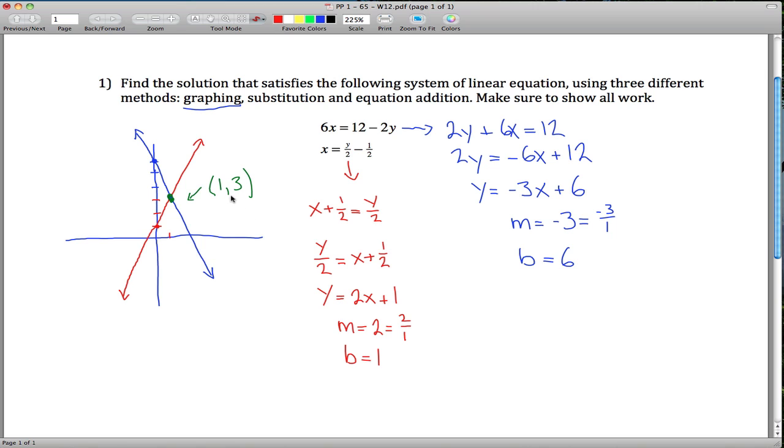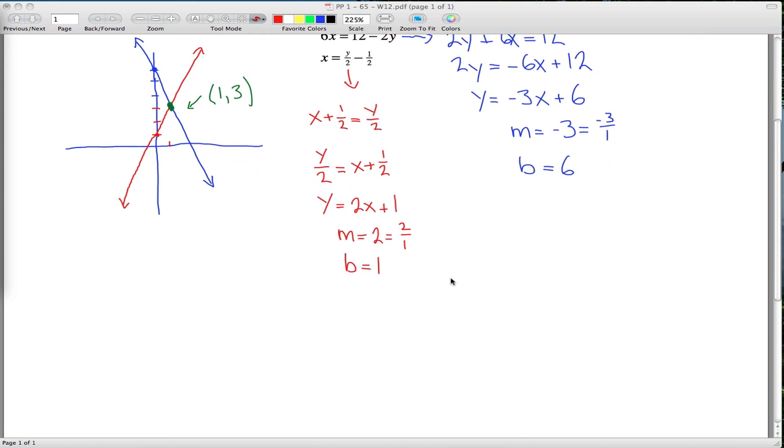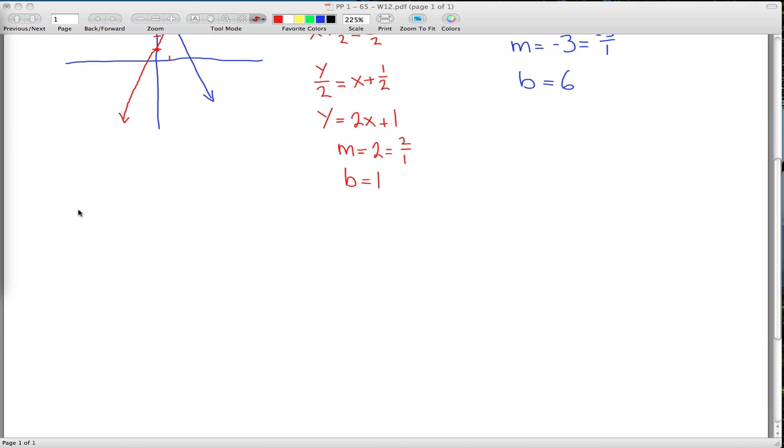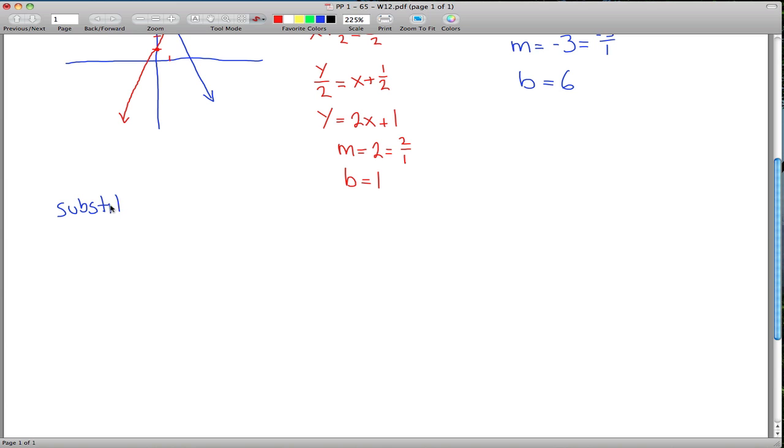But what's kind of nice about this problem is we can check that solution, because we were supposed to do this problem 3 times. We just did it with graphing. Now we have to do it with substitution, and hopefully we'll get the same answer. Let's scroll down a little bit. Substitution.